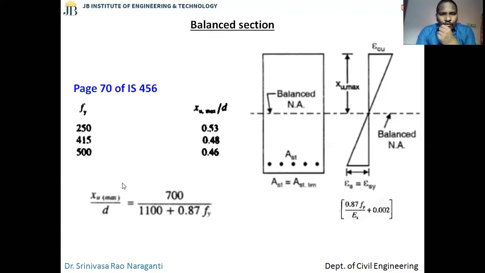But we don't need to remember this. If you go to page number 70 of IS 456, it gives you the Xu max by d value directly for different grades of steel, for Fe 250, 415, 500. These values are obtained using this equation. If you want to find the depth of neutral axis for a balanced section, you simply go to page number 70, since we know the grade of steel we are using, and directly find the depth of neutral axis of a balanced section. That means in the balanced section, strain in the concrete and strain in the steel will reach at the same time.